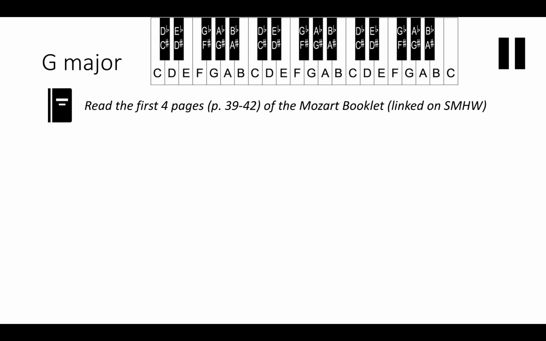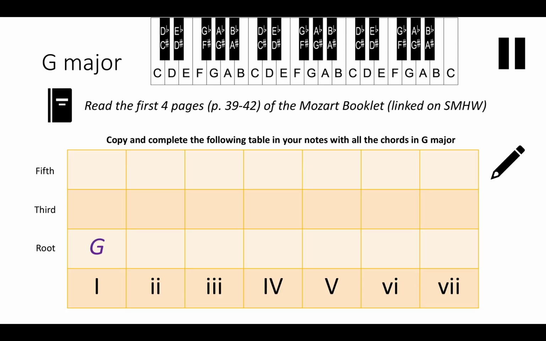Now that you've read about the piece's tonality, I'd like you to copy and complete this table in your notes, and you'll recognise the format because we've done this a few times before. And this will be really useful to have in your notes to refer to when we're looking at the harmony and the tonality in this piece. So pause the video and complete this with the root, the third, and the fifth.